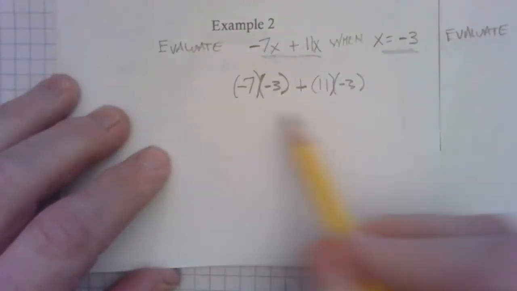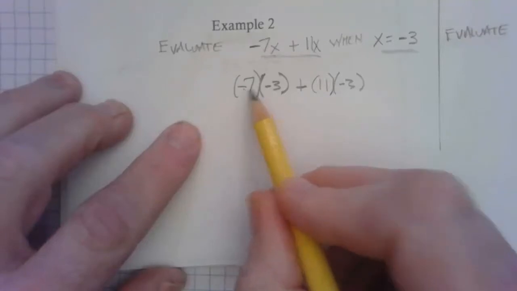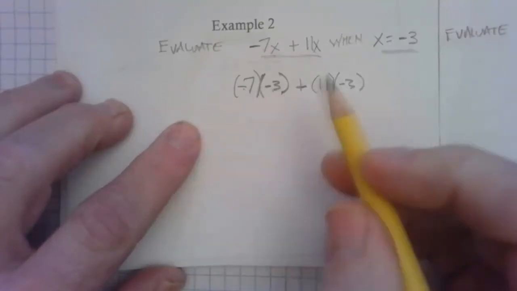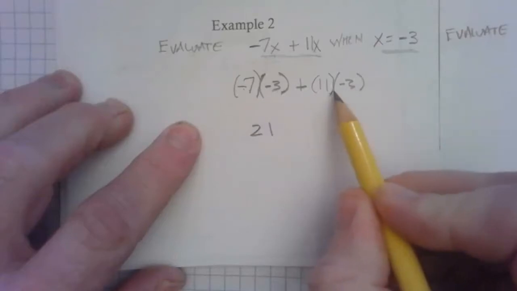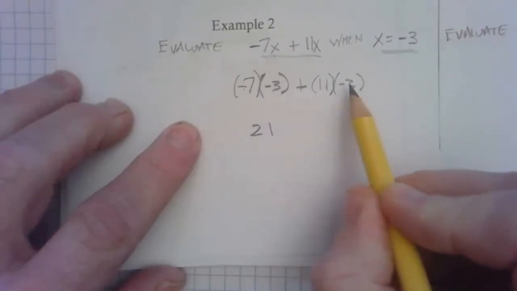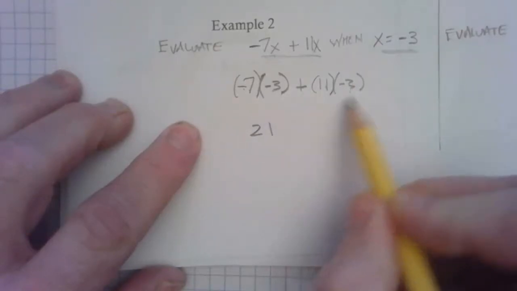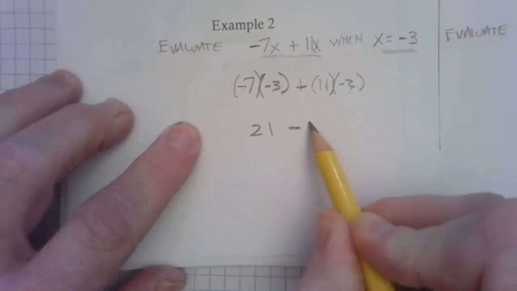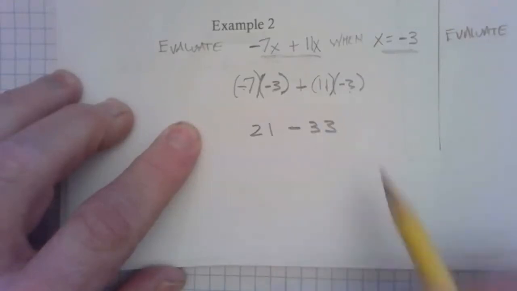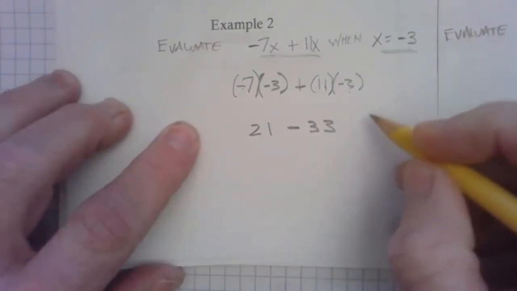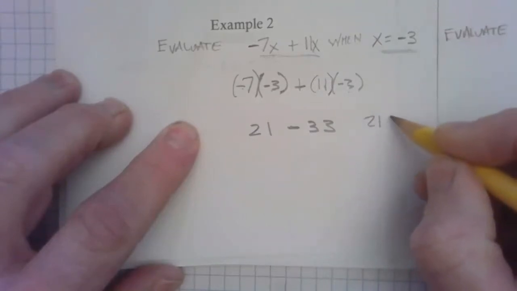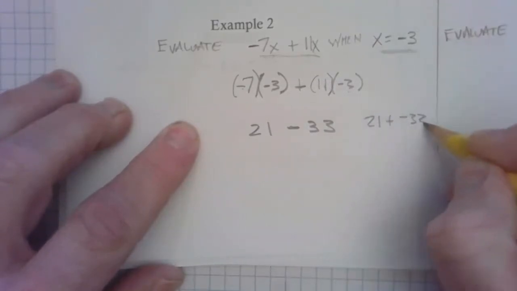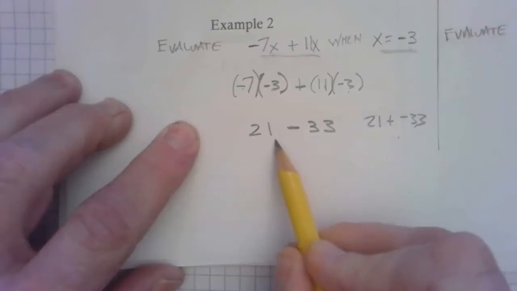So we do the multiplications first. So negative 7 times negative 3, so negative times a negative is a positive, and that's 21. Here, I have a positive 11 times a negative 3. That's a negative 33. So I'm going to write this as a minus 33. Another option people might write is they might write 21 plus a negative 33. This and this are the same, and I like the simplicity of this.